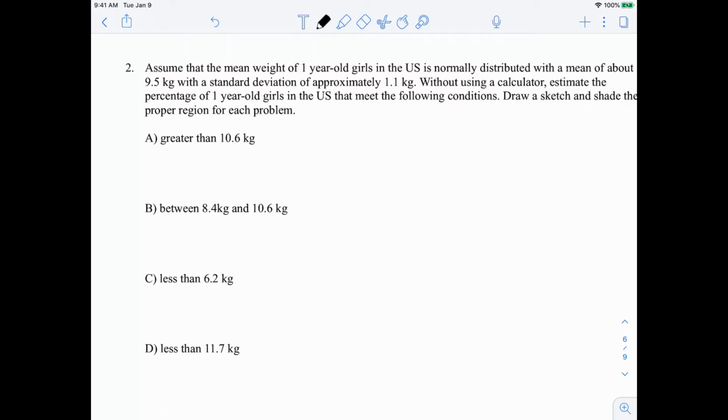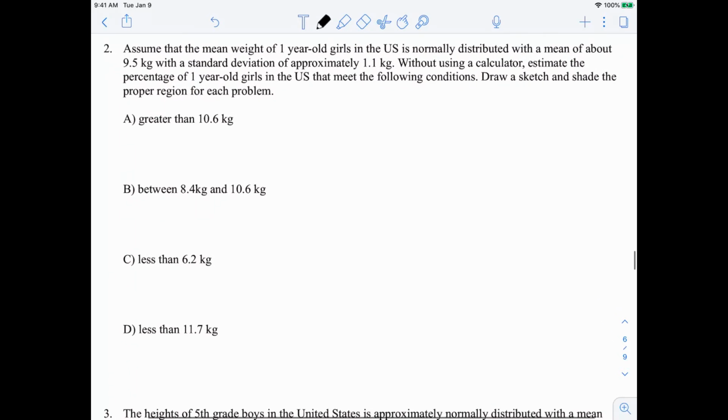So let's go ahead and practice using the empirical rule. So let's look at number 2. Number 2 says to assume that the mean weight of 1-year-old girls in the U.S. is normally distributed with a mean of about 9.5 kilograms and a standard deviation of approximately 1.1. Without using a calculator, estimate the percentage of 1-year-old girls in the U.S. that meet the following conditions.